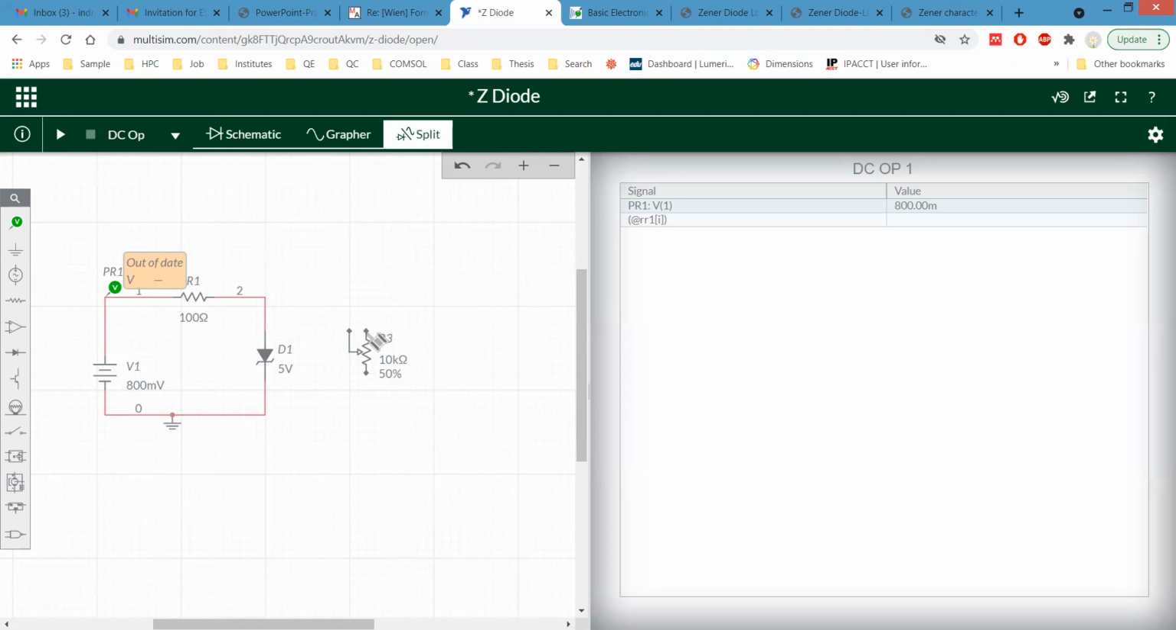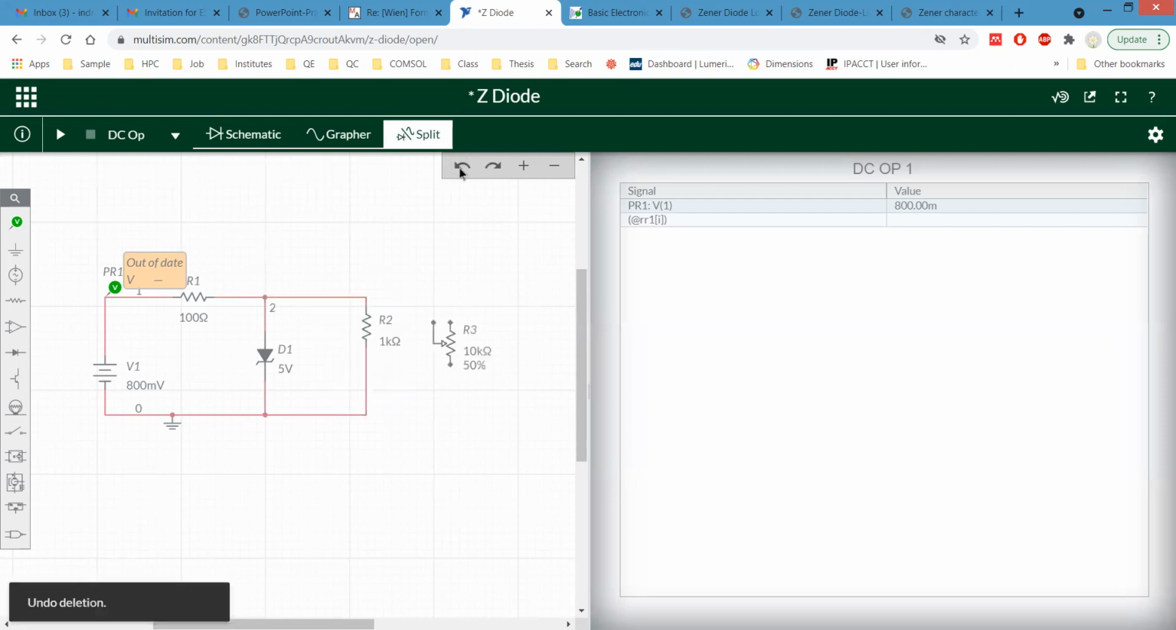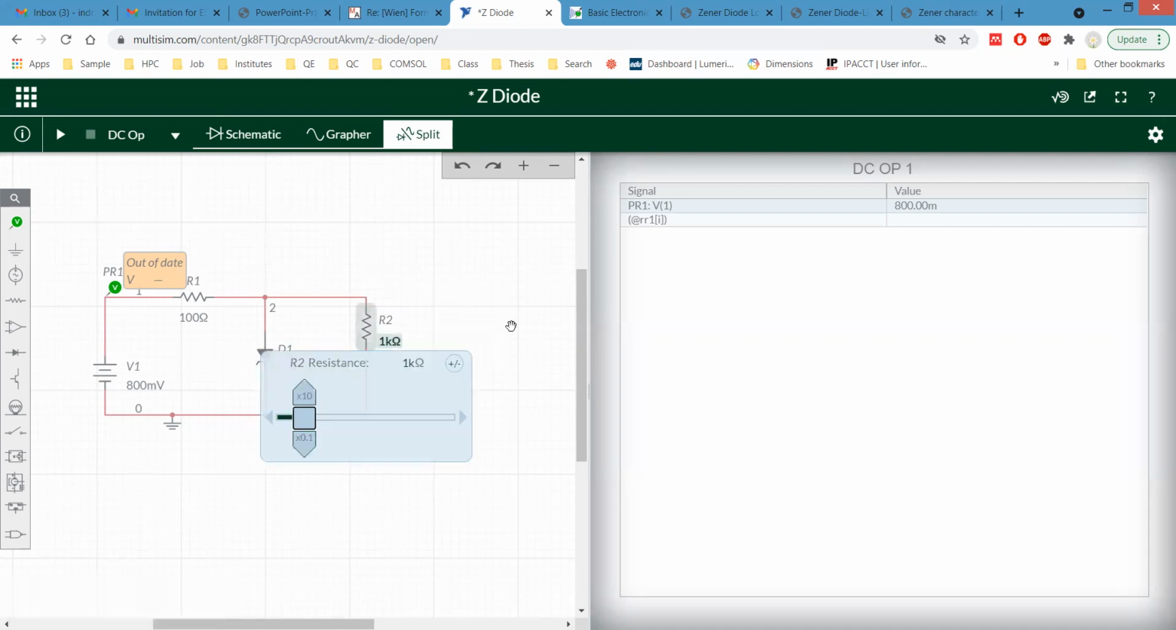But what about that previous lab? Okay, we cannot have a potentiometer connection here. Then let's connect a resistor only, and we'll change the value of the resistance.